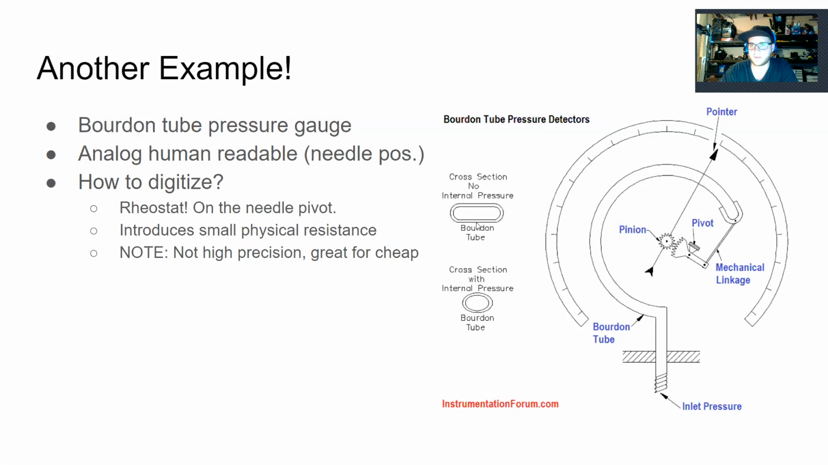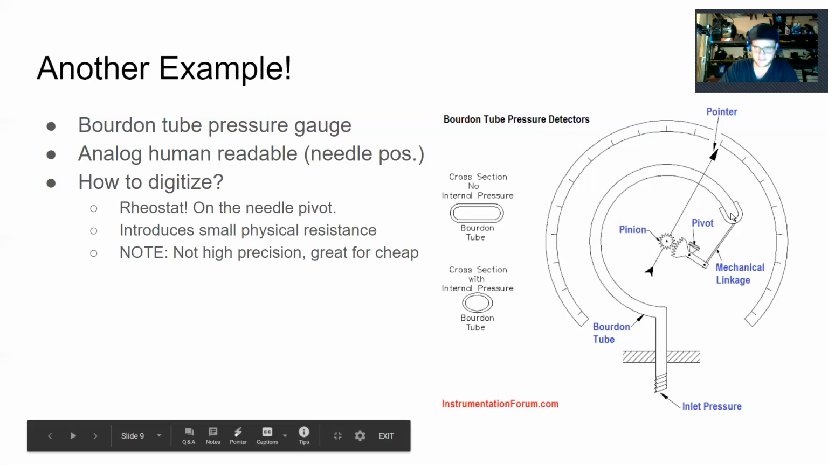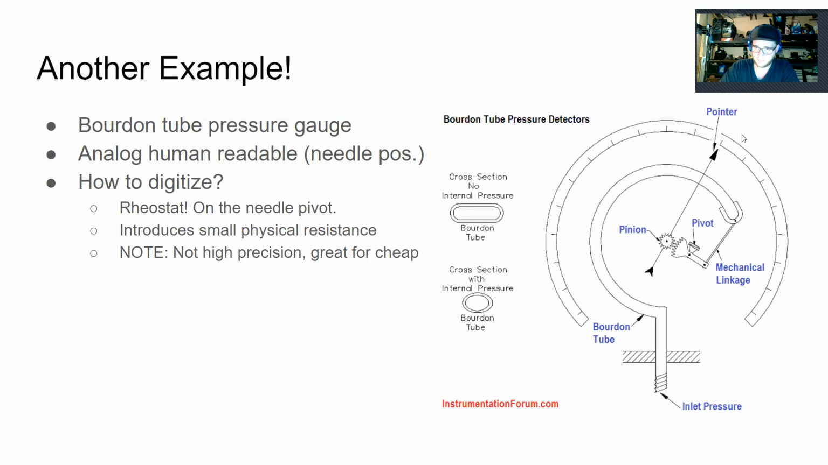flattened oval shape when it's not under pressure. But then if you increase the pressure in this tube, it becomes more circular, less flattened, due to the internal pressure. And what that does is it causes the shepherd's crook to actually straighten out and pull up. And then that goes through this mechanical linkage and this gearing, and it makes that needle that indicates pressure move. So this is another analog device.